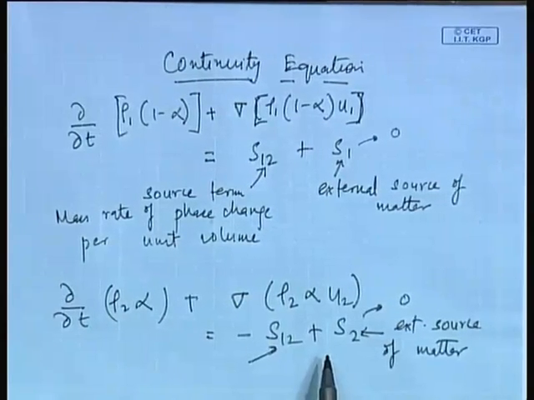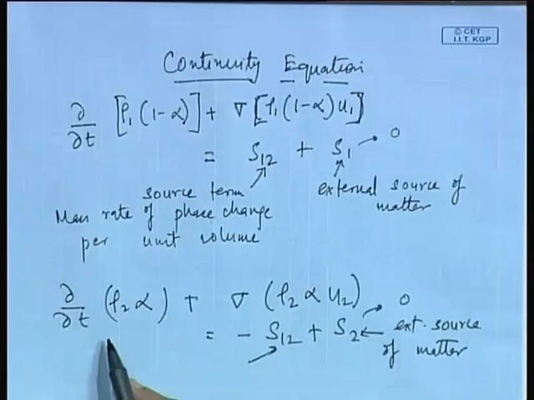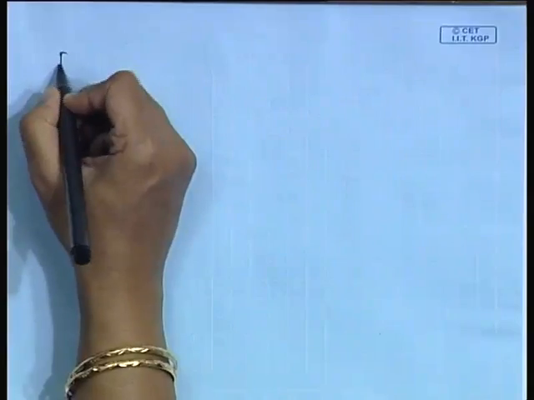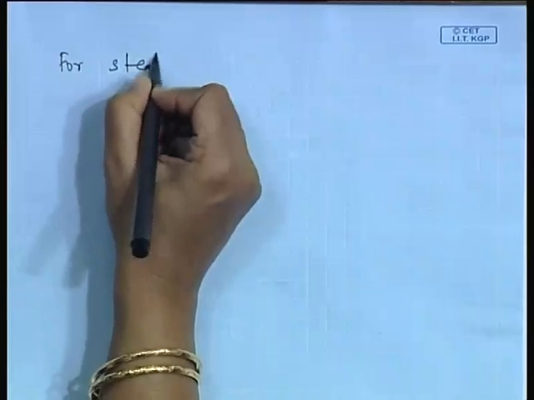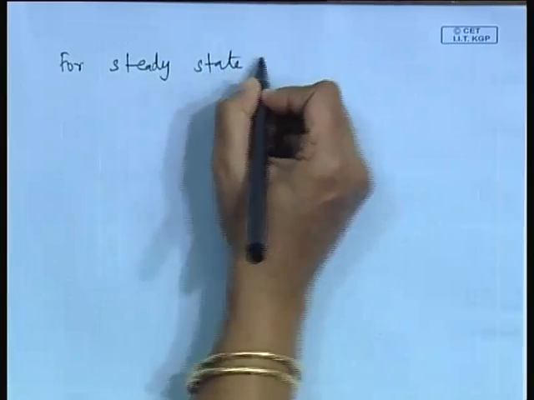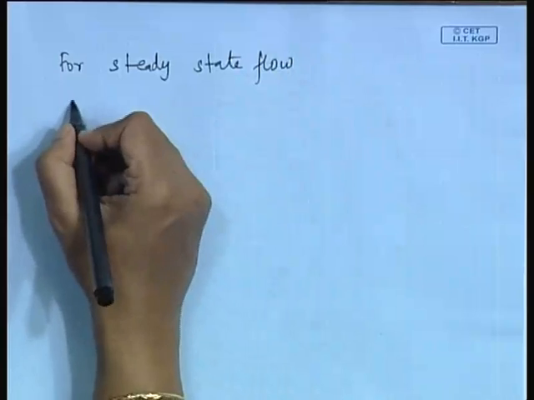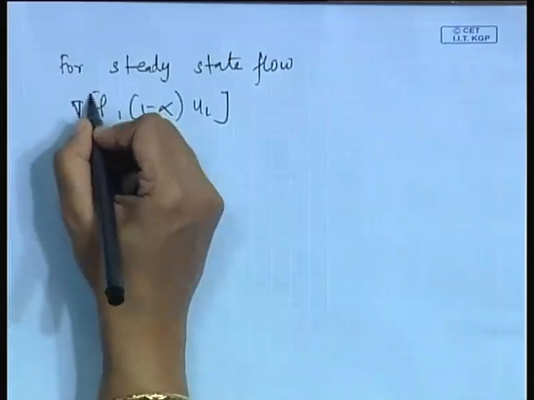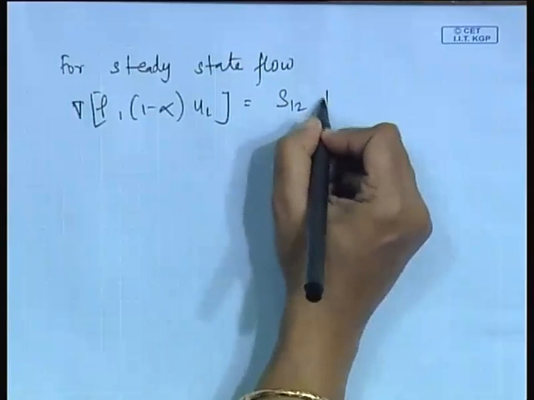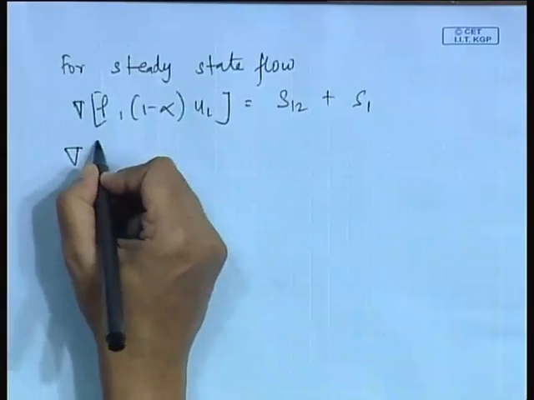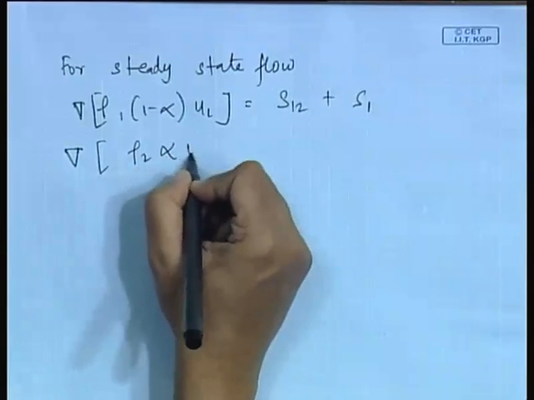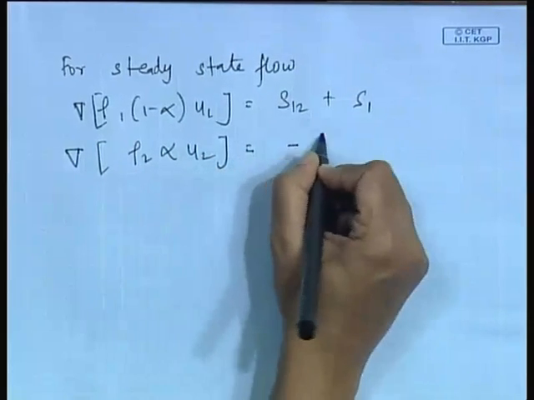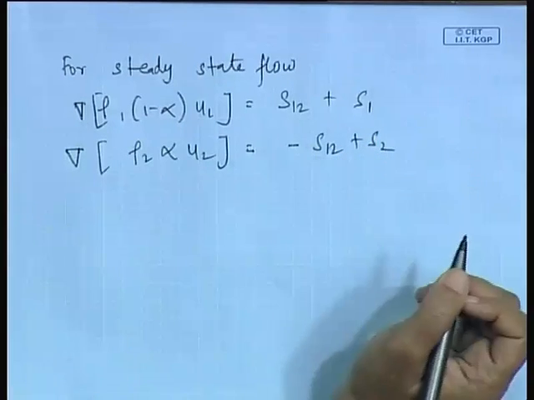For steady state flow, what do you expect is going to happen? Your del/del t terms, these two terms, they should cancel out, and under that condition, for steady state flow, what is the thing we get? It is del of rho 1 (1 minus alpha) u 1, this is equal to S12 plus S1, and here it is going to become rho 2 alpha u 2 minus S12 plus S2.